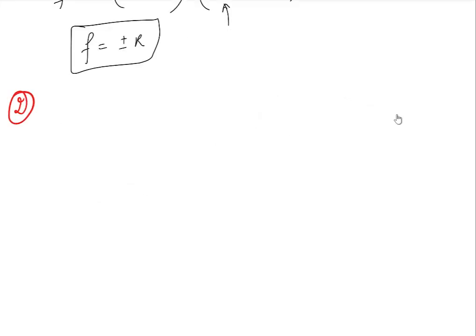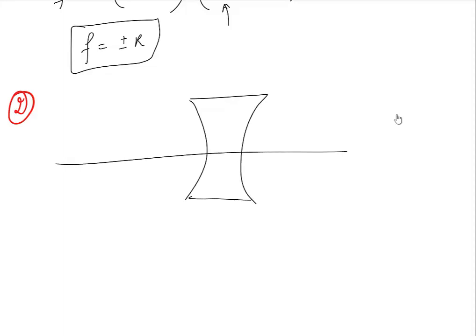Question number 2 says an object is placed at a distance m times the focal length of a divergent lens. The size of the image is shorter than the object by? Alright, so we have to find magnification. So what's happening is we have a divergent lens. Let's make the principal axis. Object is placed at m times the focal length. So let's say focal length was f and it's m into f.